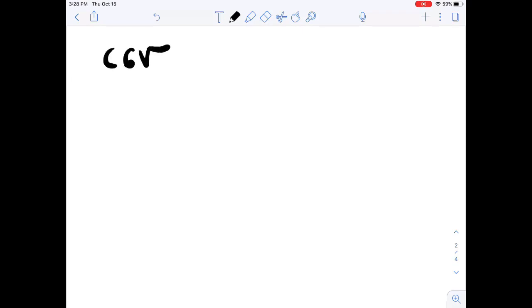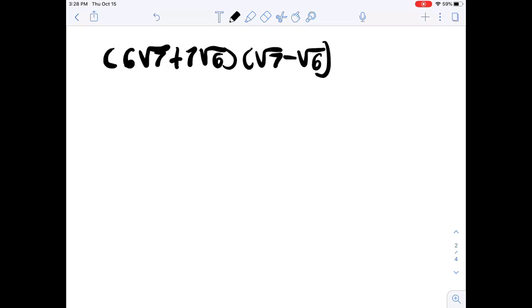6 times the square root of 7 plus 7 times the square root of 6, times the square root of 7 minus the square root of 6. So we're asked to expand and simplify these two expressions. So we're going to use the distributive property. We're going to multiply 6 times the square root of 7 by this expression. So it'll look like this.